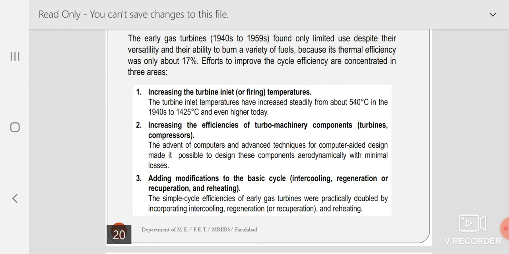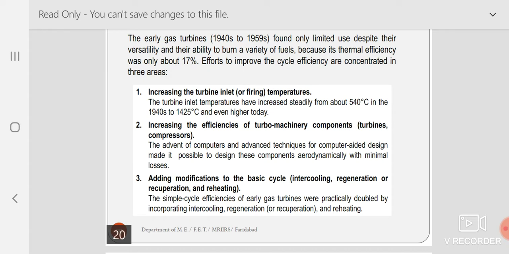So we increase the temperature coming into the turbine, the turbine inlet temperature. And along with the temperature, there is a sufficient pressure rise. So high pressure, high temperature steam enters the turbine and does a much better rotation of the turbine, and the output of the turbine increases. Better rotation of the turbine means better output.